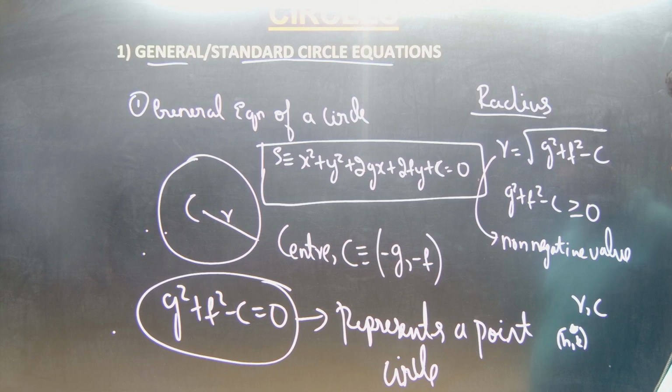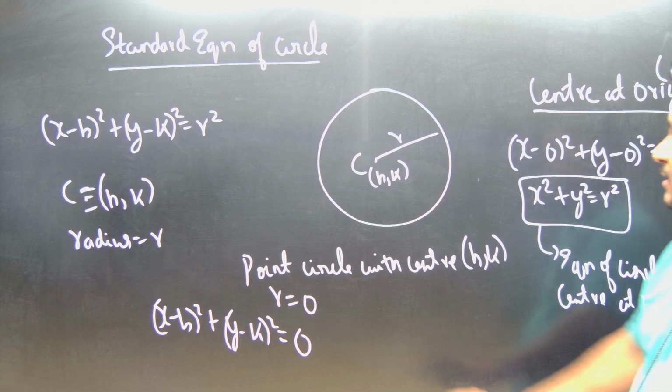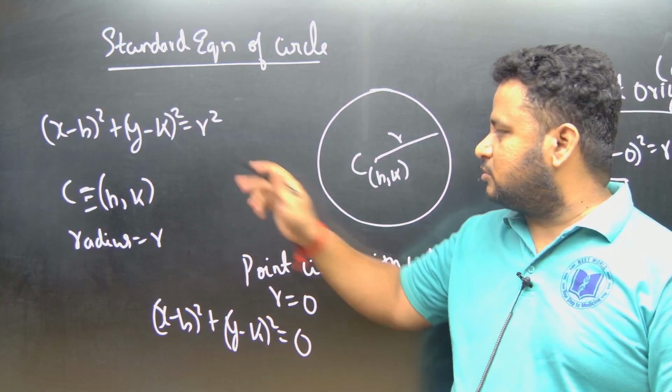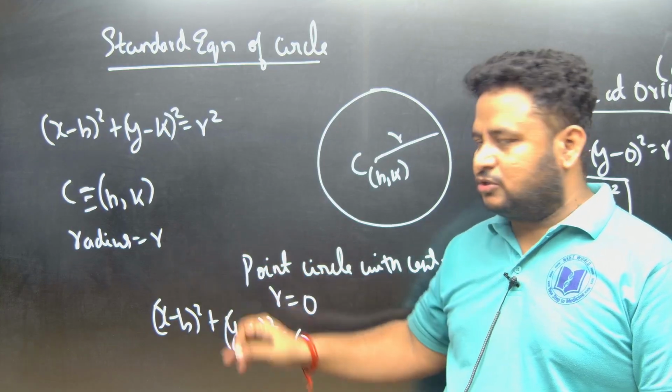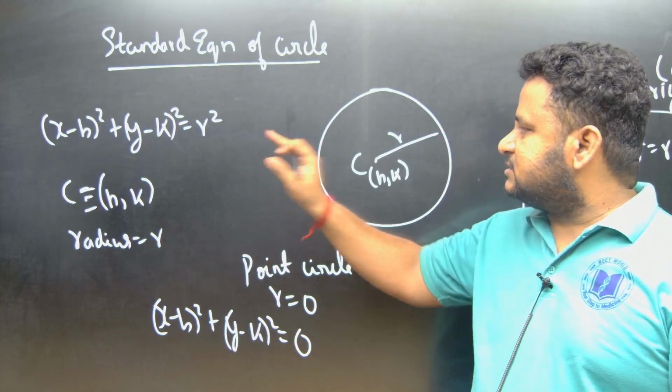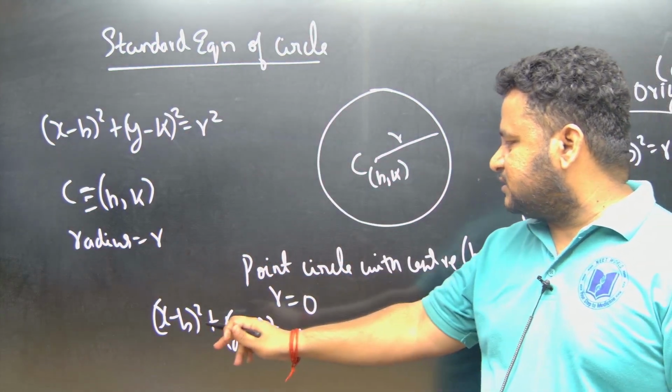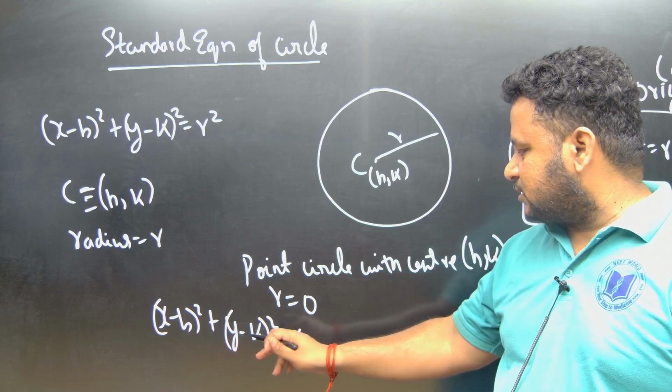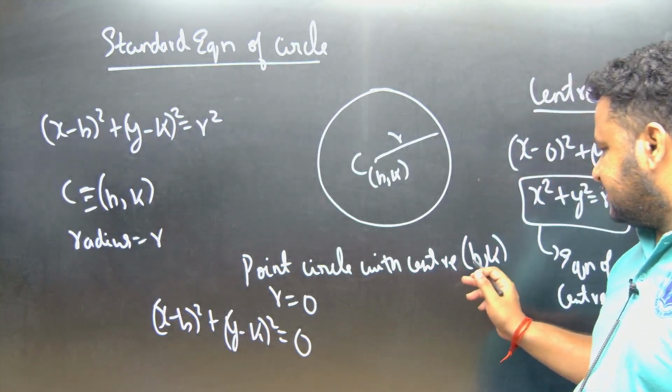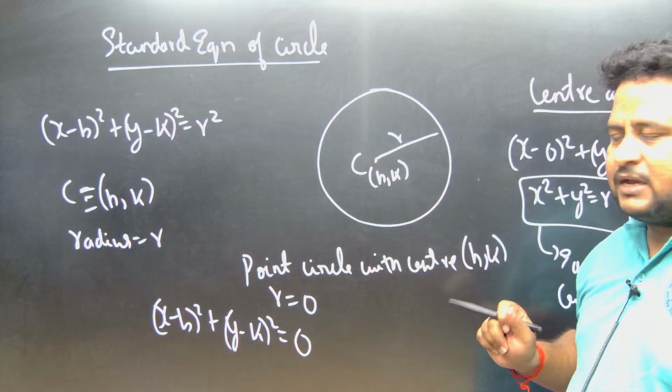And the standard equation of the circle is given by what? Standard equation of the circle is given by (x − h)² + (y − k)² = r², where center is (h, k) and radius is equal to r. If the radius is 0, that is a point circle, the equation will become (x − h)² + (y − k)² = 0, that is a point circle with center (h, k) and radius 0.